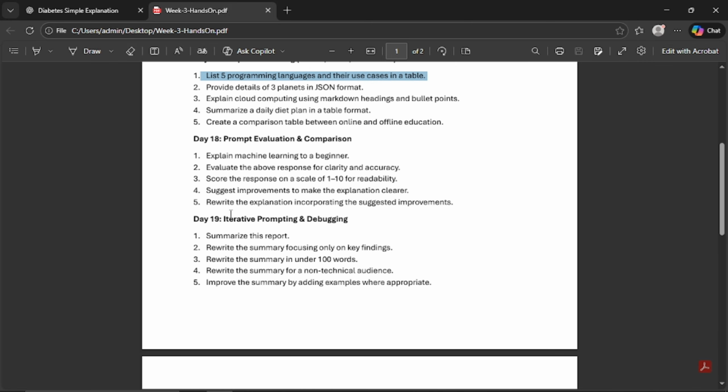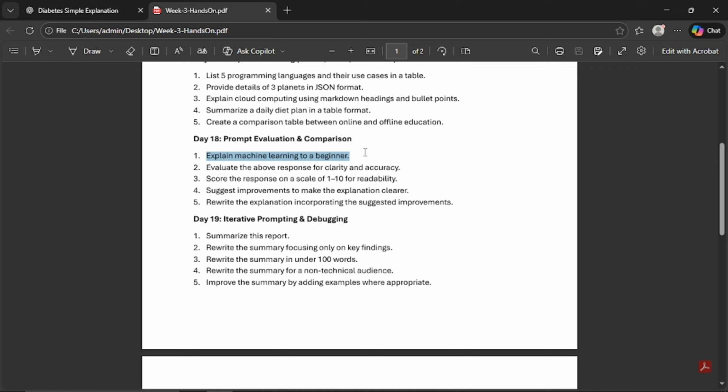So here I've used the output formatting process. Now prompt evaluation and comparison. Explain machine learning to a beginner. See, this is a continuation process. I'm evaluating my prompt. Here it is not just 5 prompts, it is a single prompt being evaluated one after the other. Then I gave it: evaluate the above response for clarity and accuracy. Score the response on a scale of 1 to 10 for readability. Suggest improvements to make the explanation clearer. And then rewrite the explanation incorporating the suggested improvements.